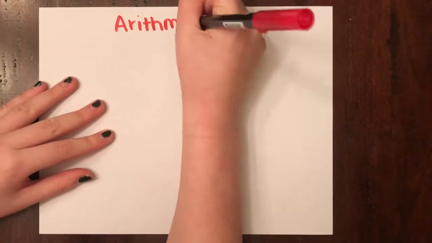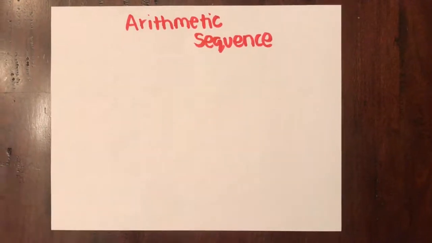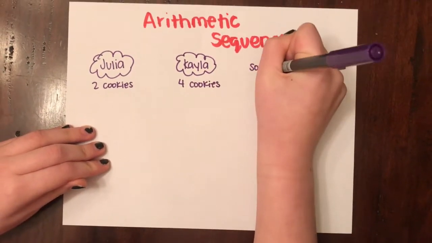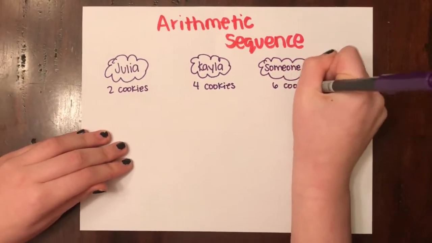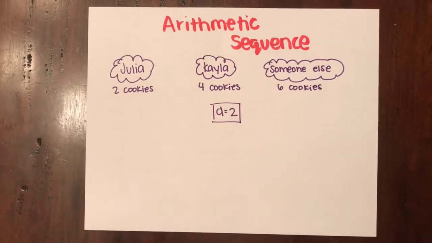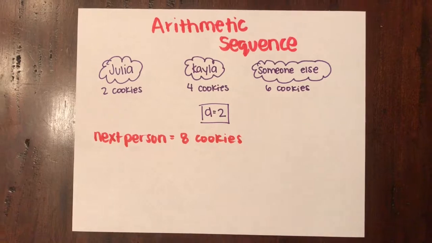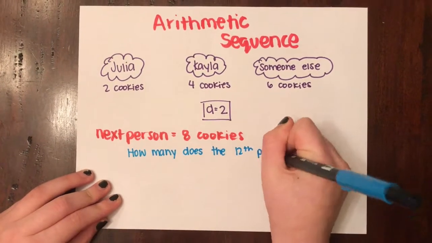Oh, so the next person would get 8 cookies. But how many would the 12th person get? Like Julia said, this is an arithmetic sequence. If Catherine buys Julia 2 cookies and Kayla 4 cookies and someone else 6 cookies, that means she's adding 2 to each person, which makes d equals 2. If the next person is 8 cookies, how many does the 12th person get?